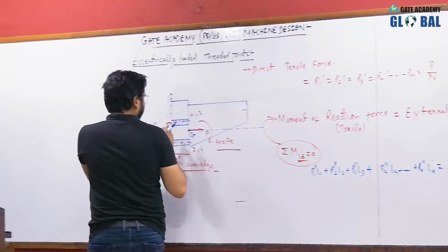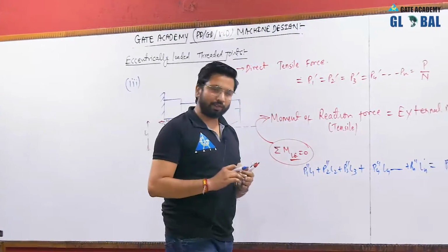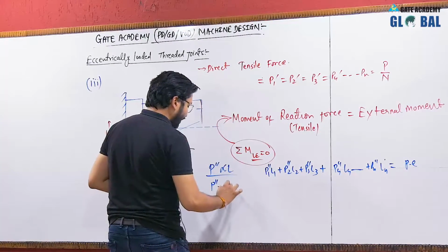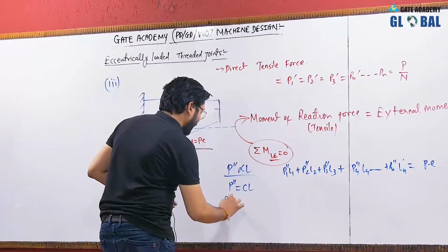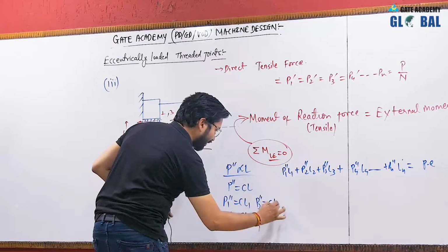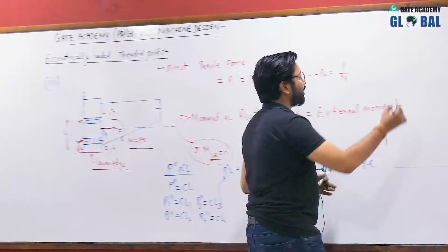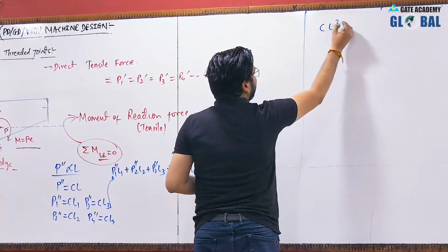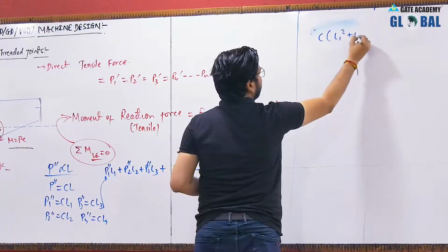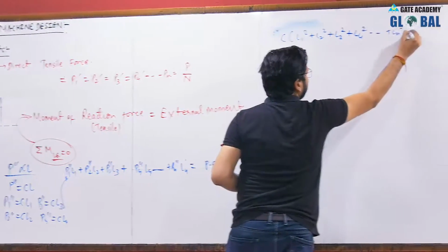Now as you can see that here the bolt which is far away from the lower edge will be having more tensile force, okay. That means the P'' will be directly proportional to L, hence P'' will be equal to C into L, okay. So P1'' will be C into L1, P2'' will be C into L2, P3'' will be equal to C into L3, and P4'' will be C into L4. So put these values in this equation, then you will have C into L1 square plus C into L2 square. So let us take C as common. So C into (L1 square plus L2 square plus L3 square plus L4 square, and so on up to Ln square) is equal to P into E.